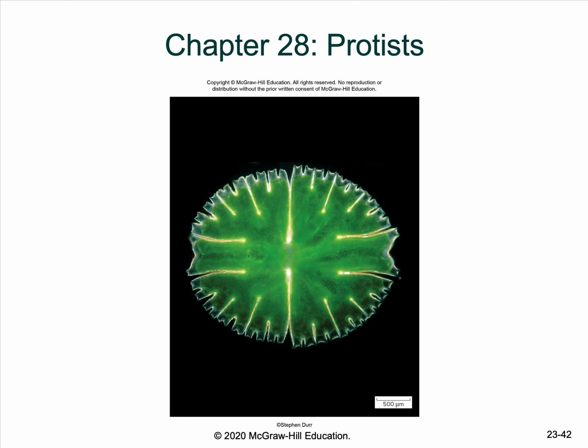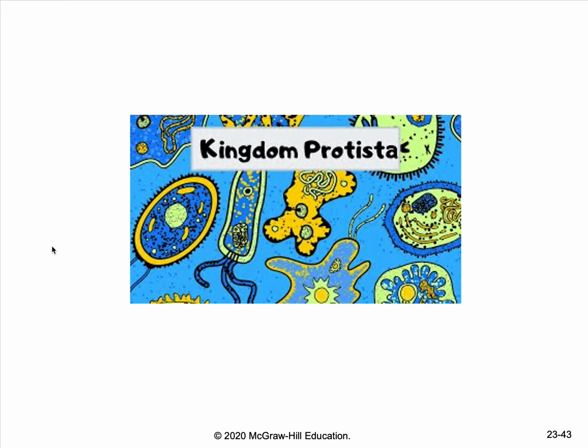This is our last chapter for the review. We are almost done, guys. So this is chapter 28, Protists. And the Protists are actually a kingdom. And I know this picture is kind of pixelated, but I like it because it shows all of them. So if you notice, they're all very different. So I have all these different types of cells.